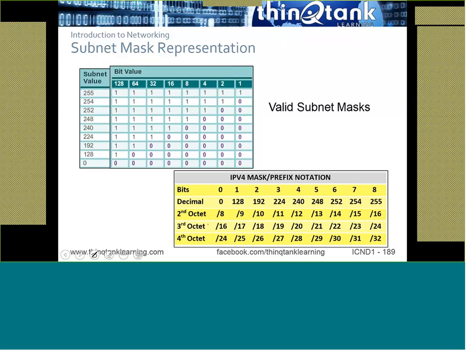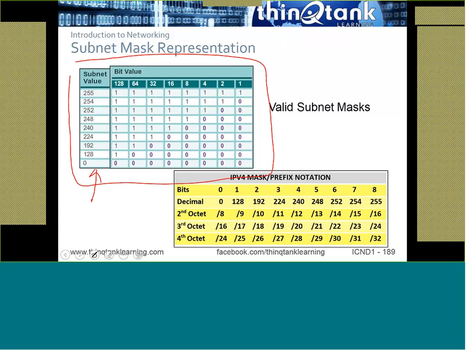All right? You may want to earmark this page because when we're doing our calculations later, this is going to help you. What does this table up here represent? This represents all of the possible values that you can see in an octet.